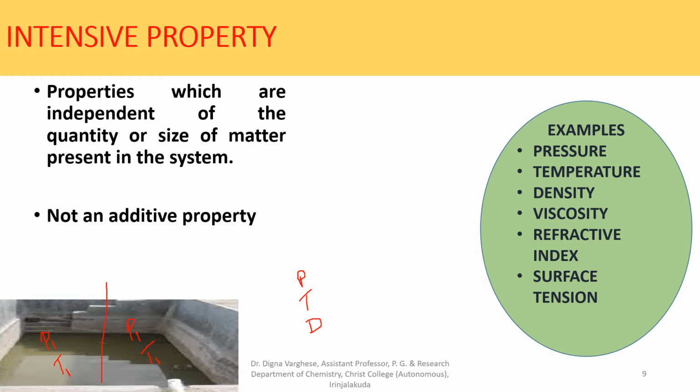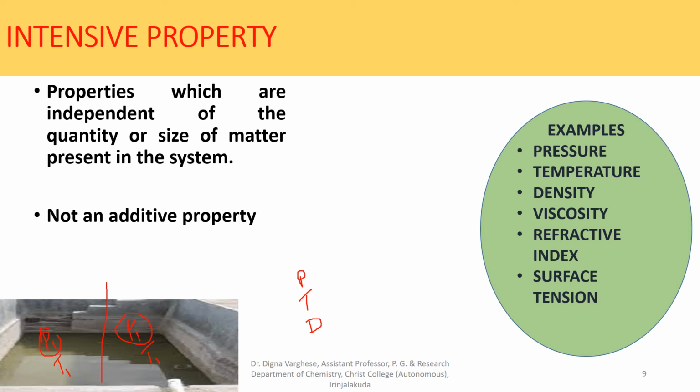There is no change of pressure or temperature after the system is divided into half. Such properties, which are independent of the quantity or size of the matter present in the system and are not additive, keep the same value of the property after division of the system. Such properties are known as intensive properties.